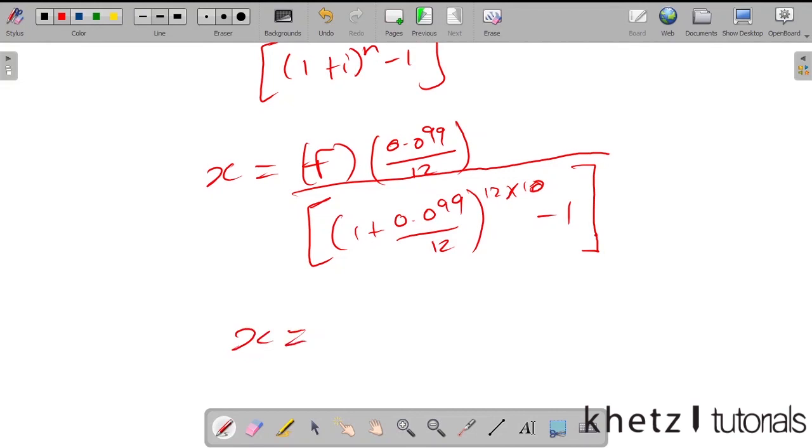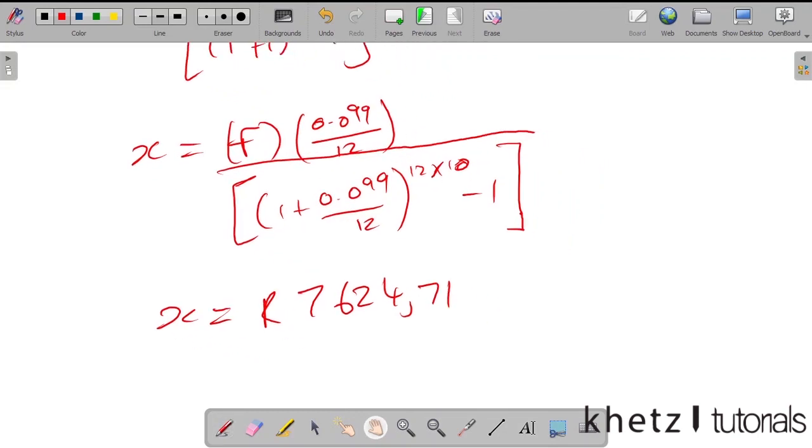So now putting this into your calculator, you should get the monthly installment that you should put to get that value. And your monthly installment should be this, which is 7,624.71 cents.